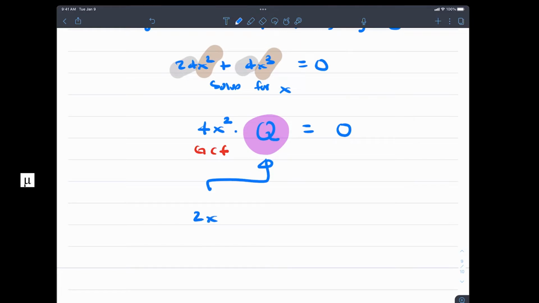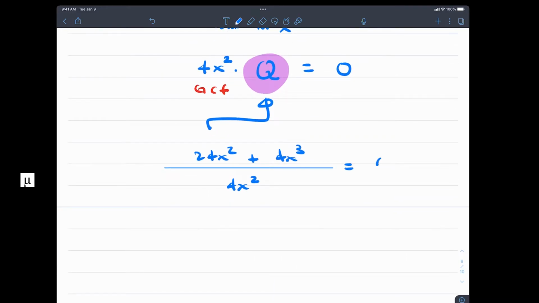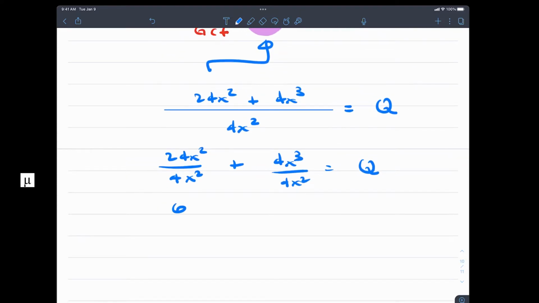Anybody remember, you take the original and you divide by, what's this? 4x squared. Doesn't that give you the quotient? So you take 4x squared over 24x squared over 4x squared plus 4x cubed over what? 4x squared, that's your quotient. You end up with 6 plus what? X. Okay? 6 plus x, or x plus 6.